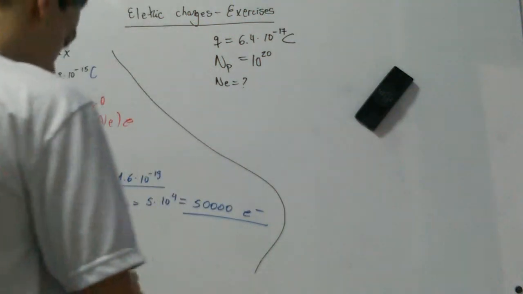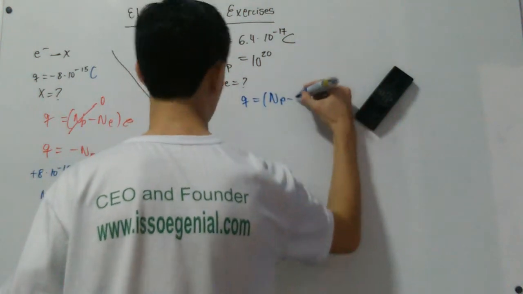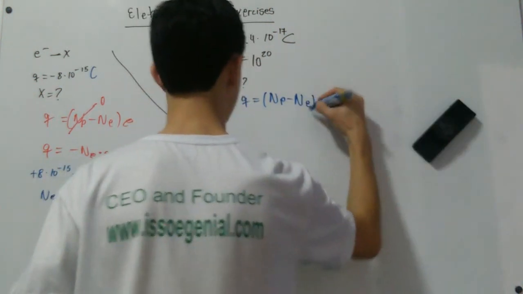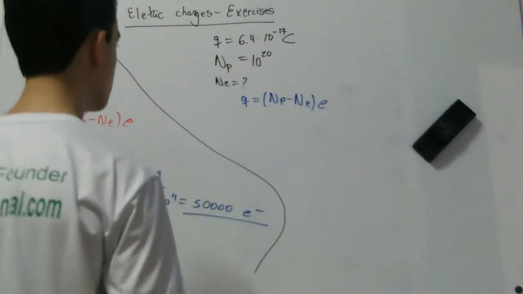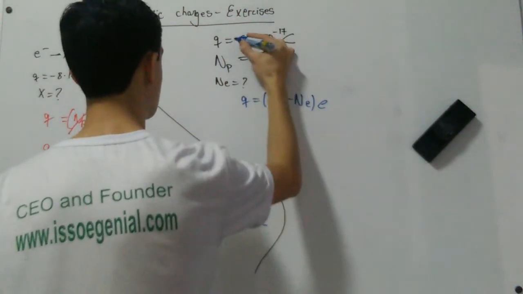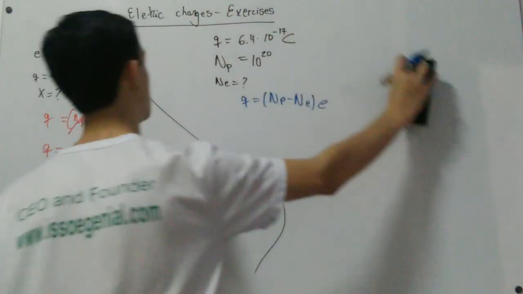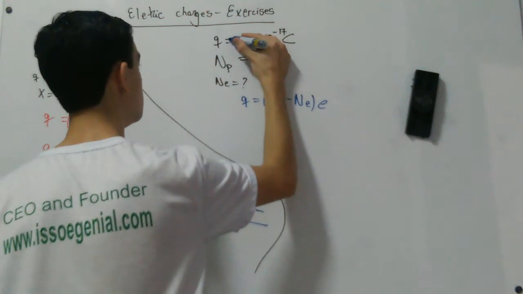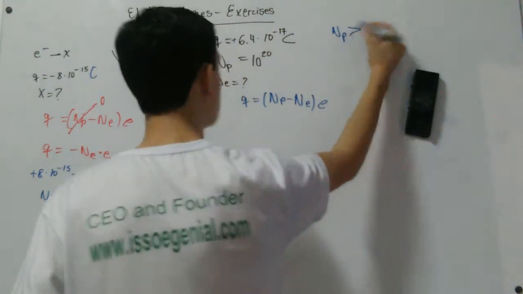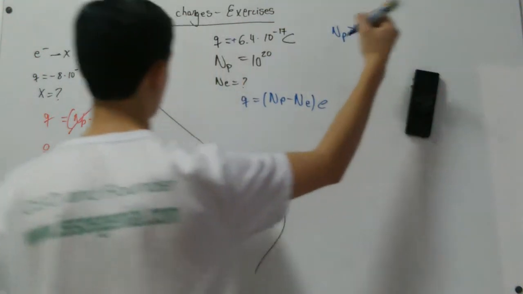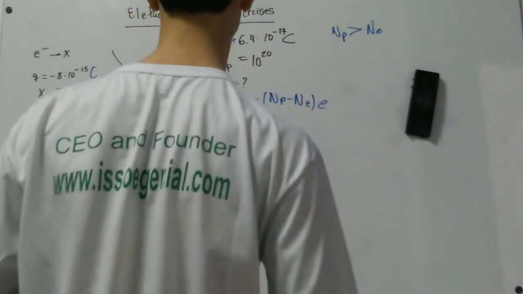So let's use that equation. We have the charge is the number of protons minus the number of electrons multiplied by E. This is the equation we deduced earlier. So the total amount of charge, and it's positive here. I forgot to mention, but it's a positive charge. The total amount of charge is positive. And by this information, we can assume that the number of protons must be greater than the number of electrons. Because if the charge is positive, we have more protons than electrons. More positive charges than negative charges.